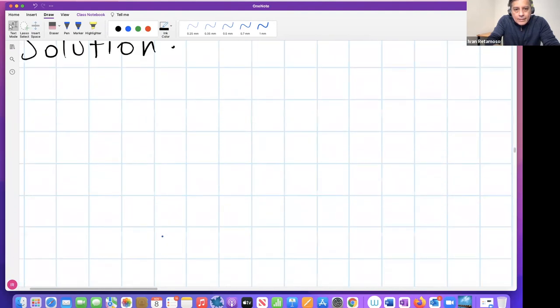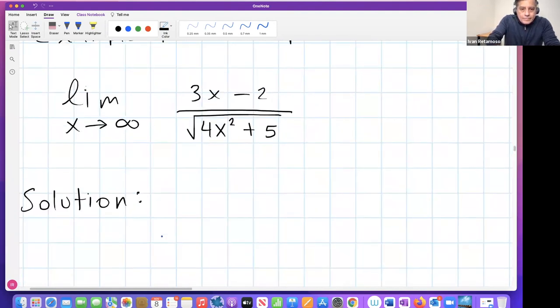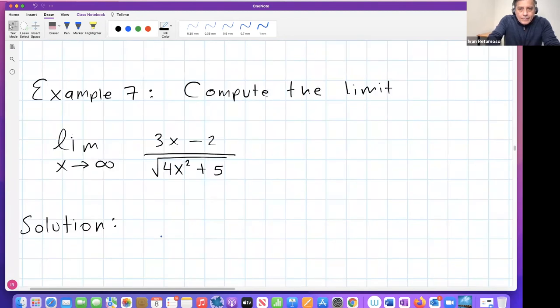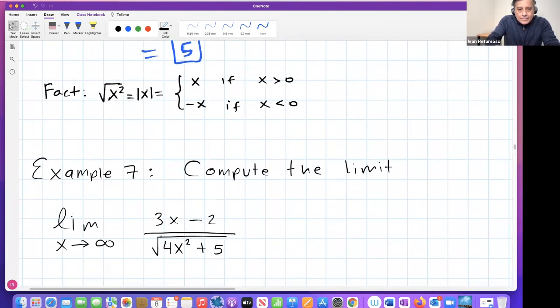These are the two. All right, so compute the limit of this guy, radical only in the denominator. What to do? For that, we have to remember this fact that comes from precalculus. A square root of x squared is equal to the absolute value of x. It's x if x is positive: if you know that x is positive, you simply cancel the radical with the 2, you get x. But negative x if x is negative.